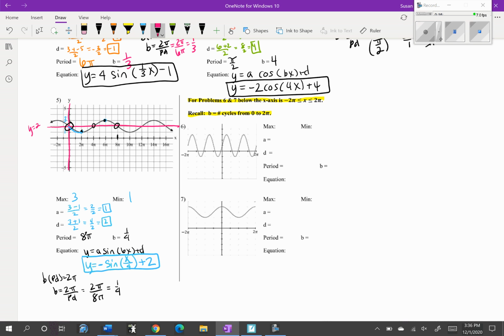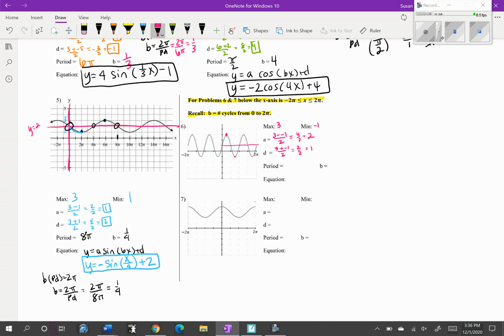So the question is, how do I do that? So let's go ahead and start off with how we've been doing this before. You have your maximum point, which is at 3, and your minimum, which is at -1. So the amplitude is the maximum minus the minimum divided by 2, which is 2, and the midline is maximum plus minimum divided by 2, which gives us 1.